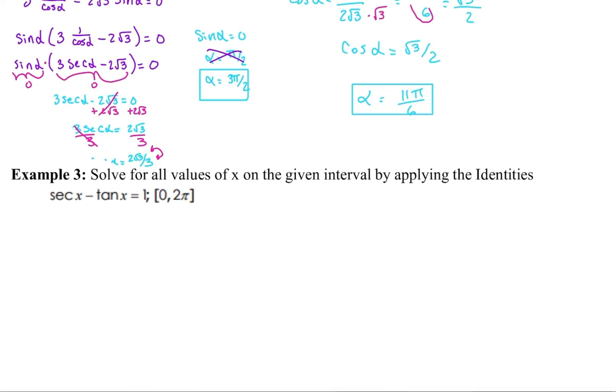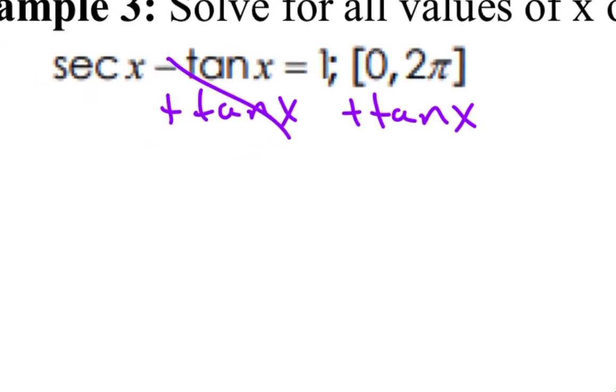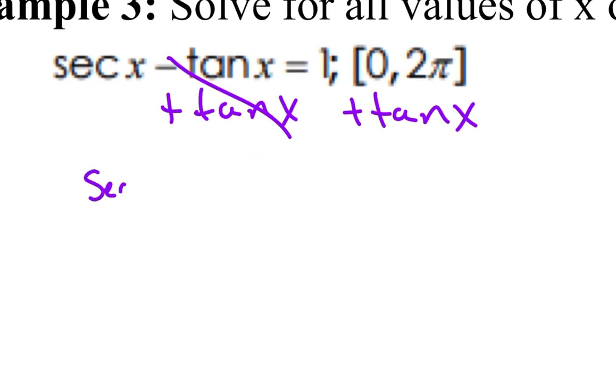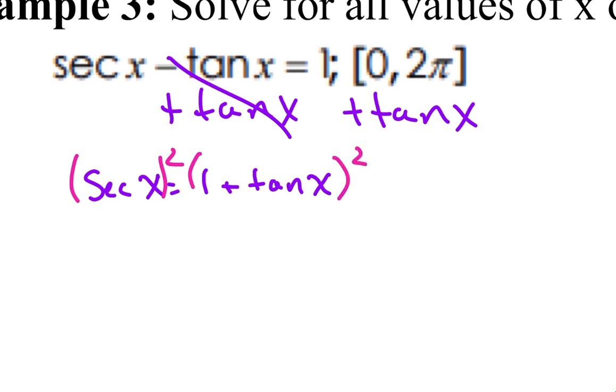What I need to do is separate the secant and the tangent from the get-go. So I'm going to add tangent of x to this side and to this side. Let's get them separated right away. So now this becomes secant of x equals 1 plus tangent of x. Now I can go ahead and square both sides. And the reason this is going to help is now the left side is just secant squared of x, which we'll come to in just a second.